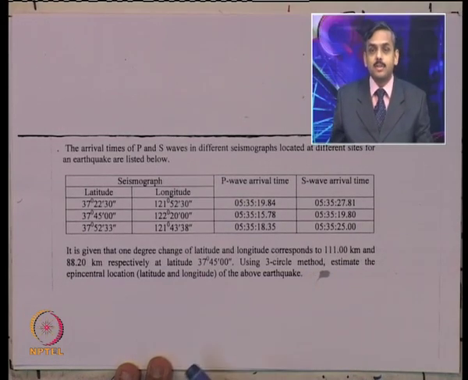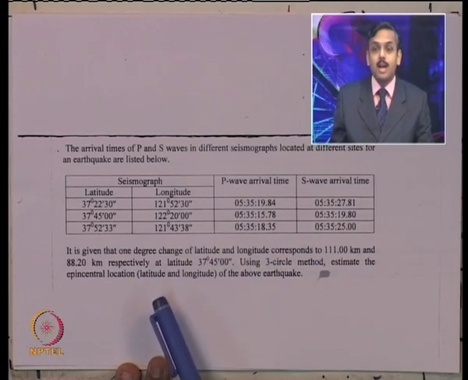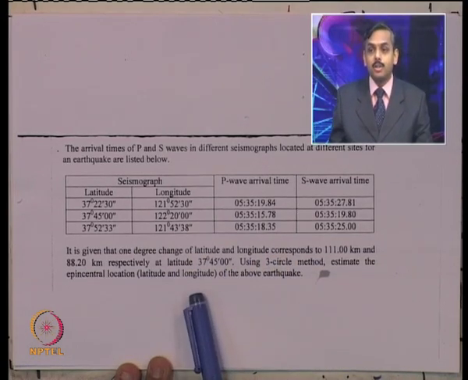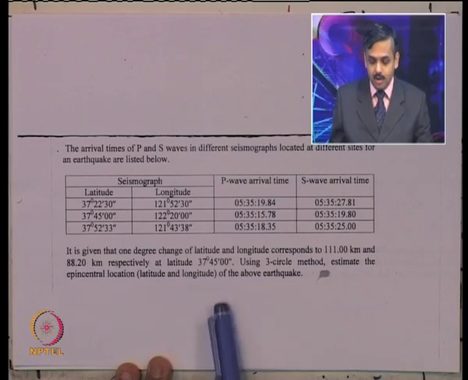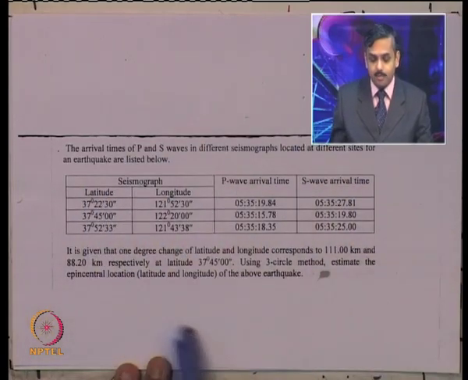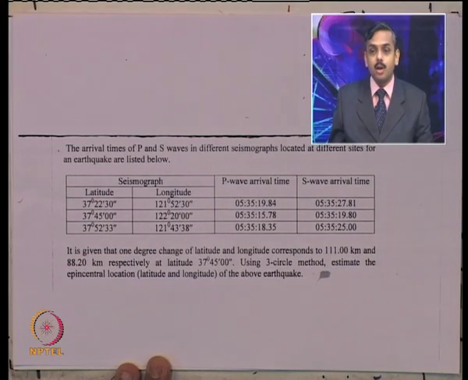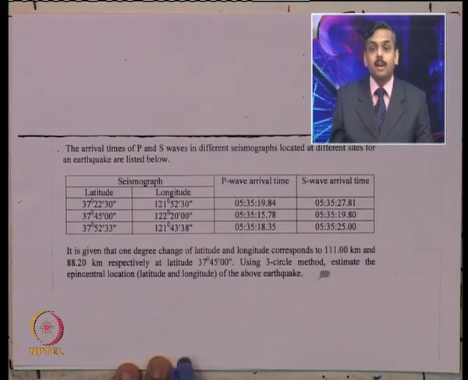So, using the three circle method, estimate the epicentral location, that means the latitude and longitude of the epicenters. Like we have talked about the various earthquake data, their magnitude, occurrence time and the latitude longitude in one of our previous lectures, at the initial lecture. So this information we get about the epicentral latitude and longitude using this method.